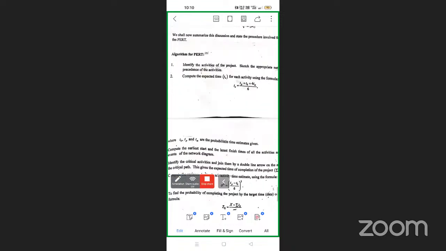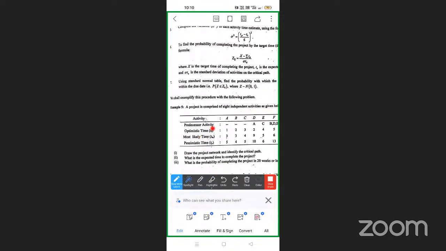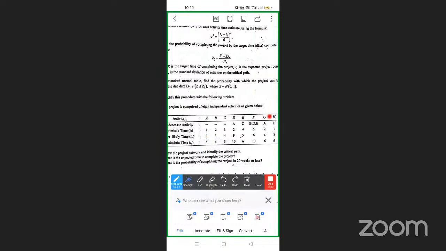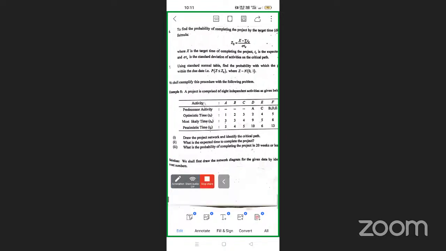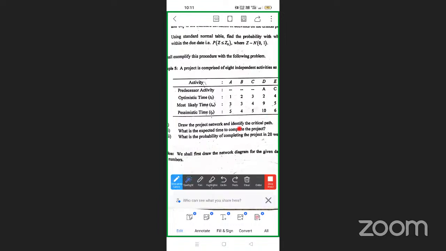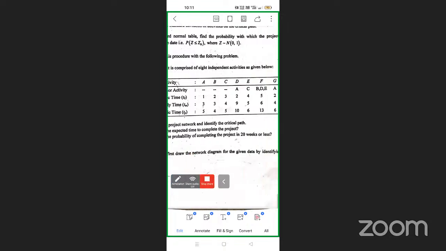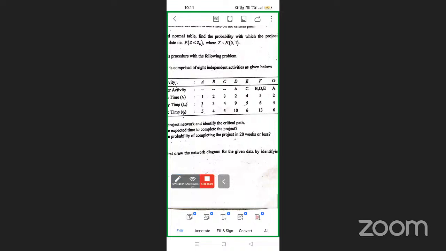Example 5: we are given activities and TO, TM, TP, that is optimistic time, most likely time, and pessimistic time. The activities are denoted by A, B, C, D up to H. First, draw the project network diagram and identify the critical path. Second, what is the expected time to complete the project? Third, what is the probability of completing the project in 20 weeks or less?